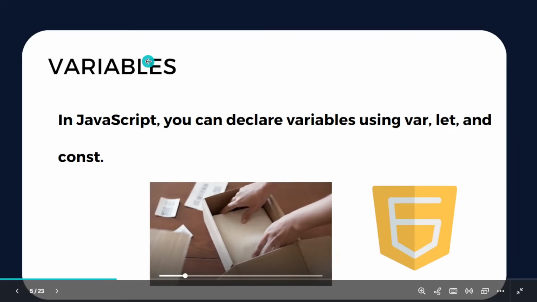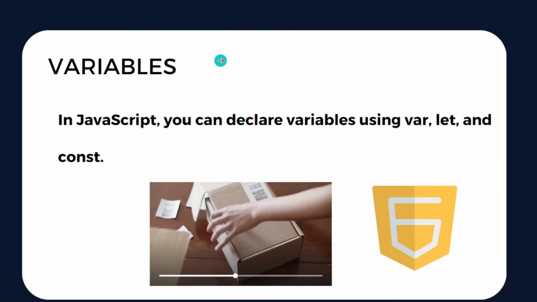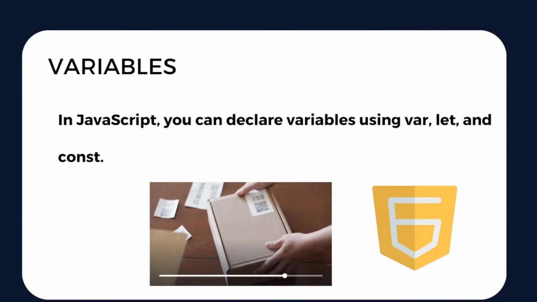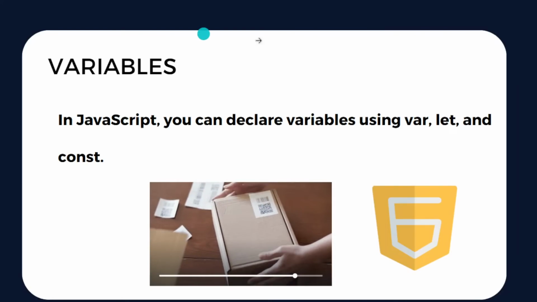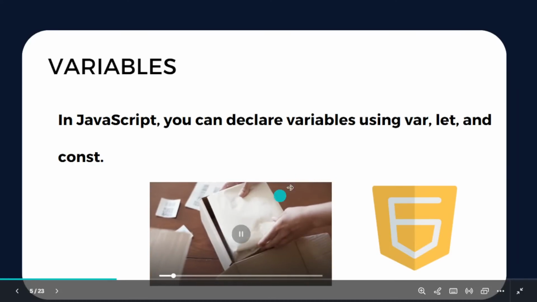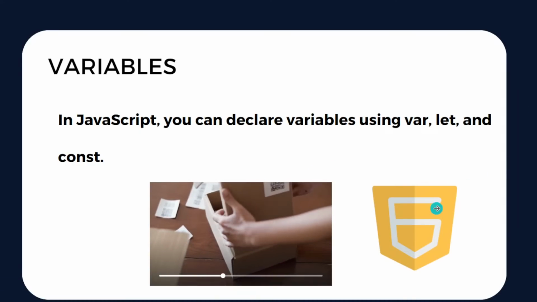A variable is a box that can store some data. We already saw this in Python, and in JavaScript it is the same thing. A variable is a box storing data inside of the box.